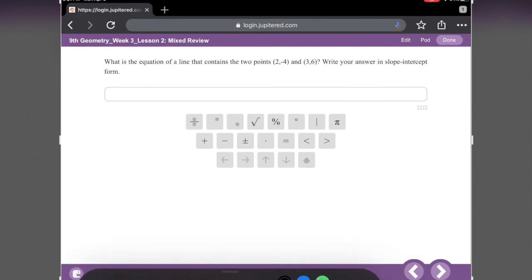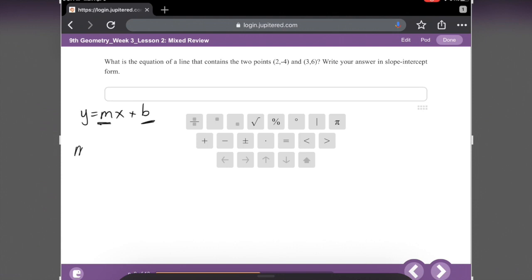Good, so I'll start by just writing slope-intercept form of a general equation, y equals mx plus b. My answer is going to look like this, only it's going to have m replaced with a number and b replaced with a number. So first we're going to find what the slope is using the slope formula. So let me write m, or slope, is equal to delta y over delta x.